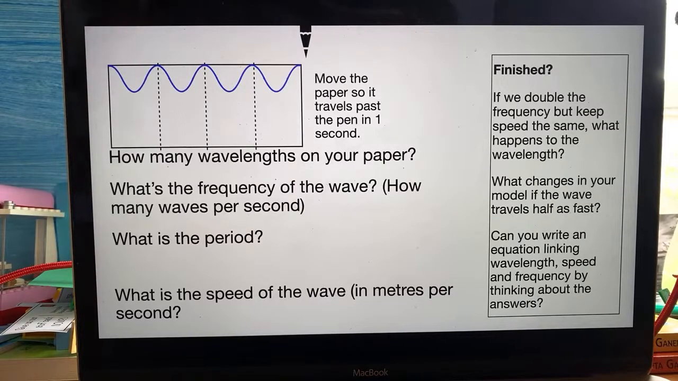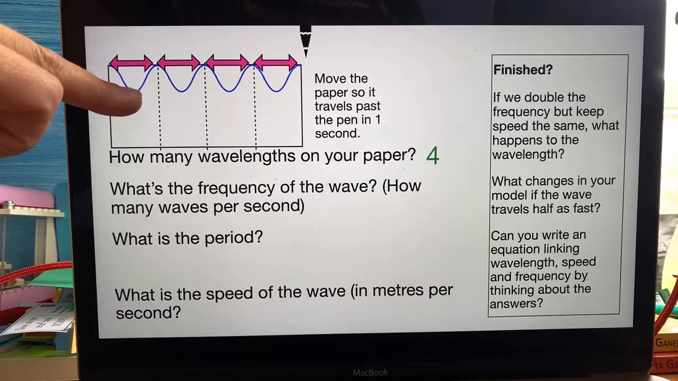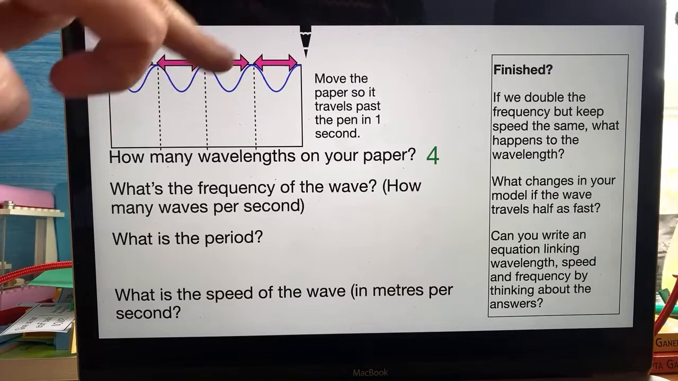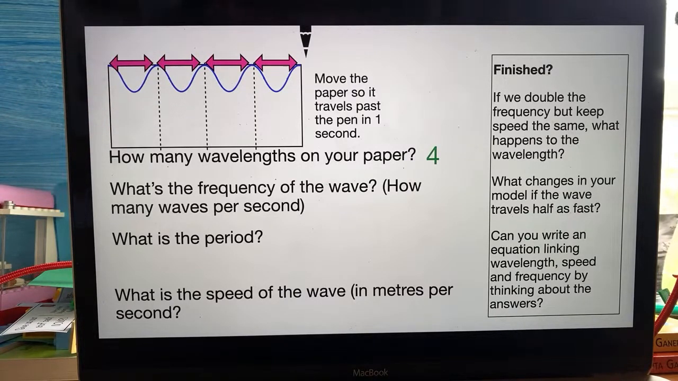How are you getting on? Shall I answer the first couple so you know you're on the right track? You should have that there are 1, 2, 3, 4 wavelengths on this piece of paper. Did you get that? So the easiest way really to measure wavelength is from peak to peak, isn't it? But obviously it could be from trough to trough, or it could be from anywhere in the middle to anywhere else in the middle. Yeah, there's 4 wavelengths on that piece of paper.